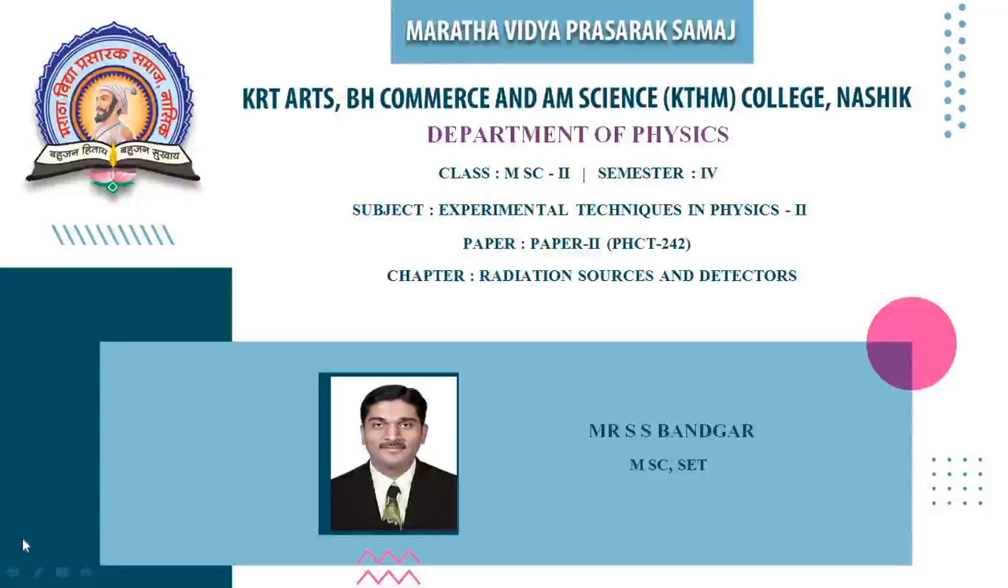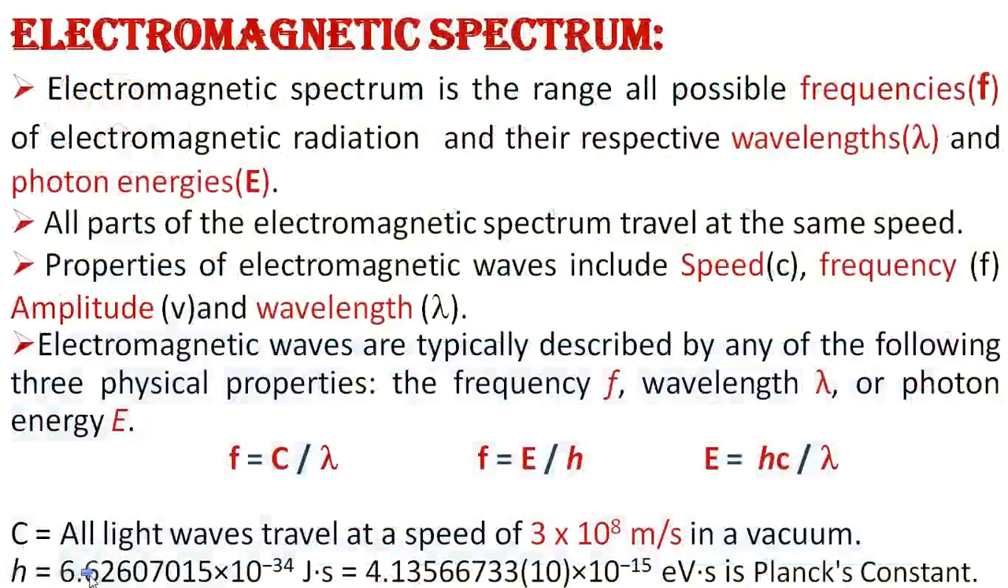Today we are going to discuss the M.Sc second year paper 2, Experimental Techniques in Physics, semester 4. Today we are going to discuss the first topic, radiation sources and physics. Starting with the first point, the electromagnetic spectrum. The electromagnetic spectrum is nothing but the frequency spectrum. It is the range of all possible frequencies of electromagnetic radiation and their respective wavelengths and photon energy.